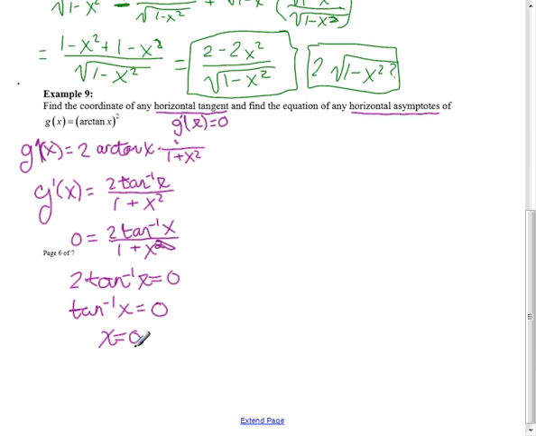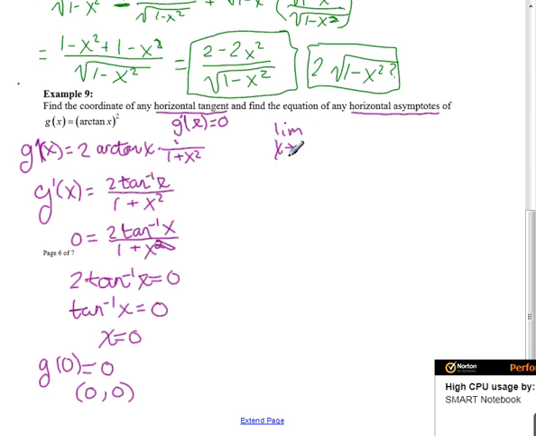Now if we plug 0 into our g of x function, arctan of 0 is 0, so that is 0 squared, which is 0. So the point, the coordinate at which we have a horizontal tangent, is the origin. Alright, now the second part here is asking for horizontal asymptotes. If you remember when we did the limit items, if we take the limit as x approaches infinity or negative infinity of our function, that'll give us our horizontal asymptotes.